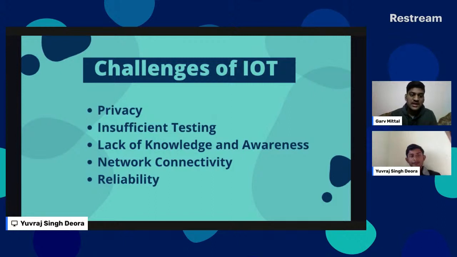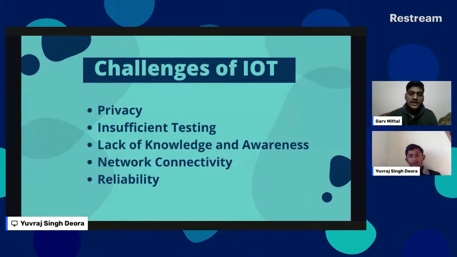Second is insufficient testing and outdated products. Currently in IoT there are no proper guidelines on which device can be called IoT and which not. So companies don't correctly check the device and launch it in the market. Because of that there are some issues, like devices sending data in an unencrypted form over the internet, which can be hacked easily. Third is lack of knowledge and awareness. Even when some devices are available, people aren't aware of them and can't use them to their full potential.